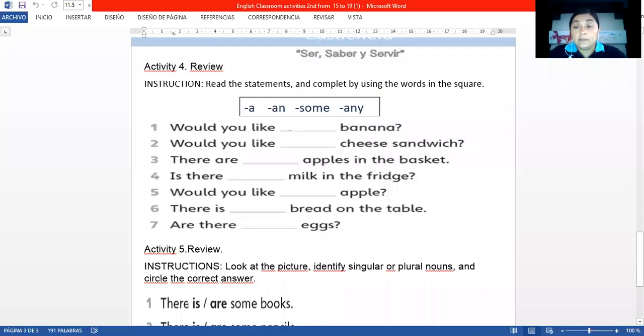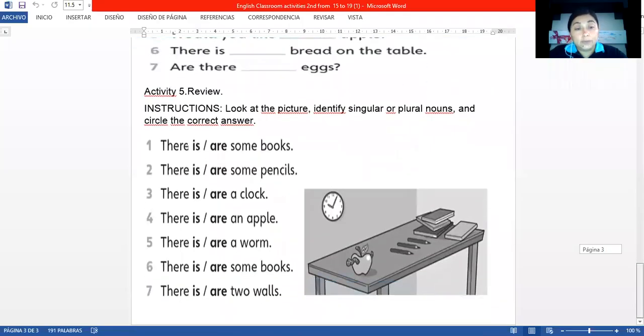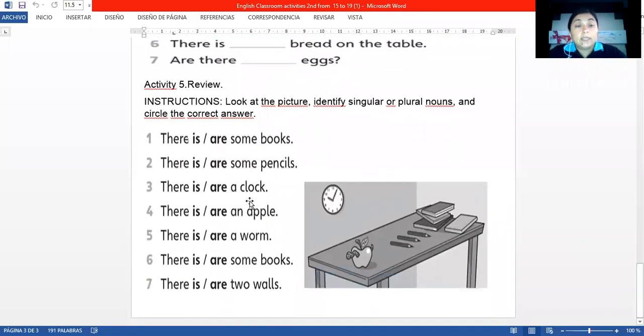Okay, so I need you to identify how to use quantifiers. So this is the last activity about the first part. In this activity, we have to look at the picture, identify singular or plural nouns, and circle the correct answer. I have information for you about that.